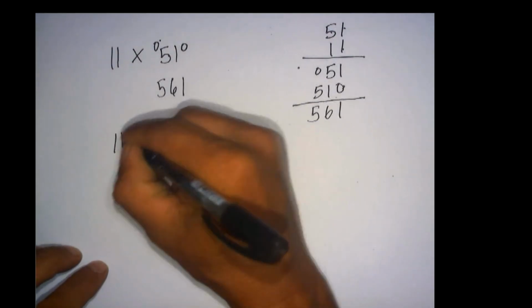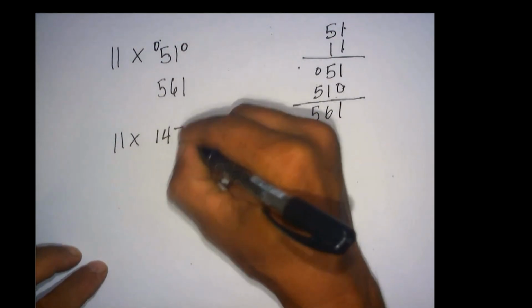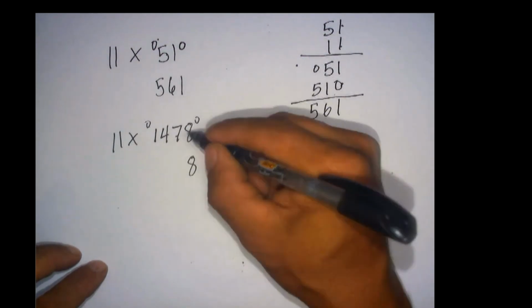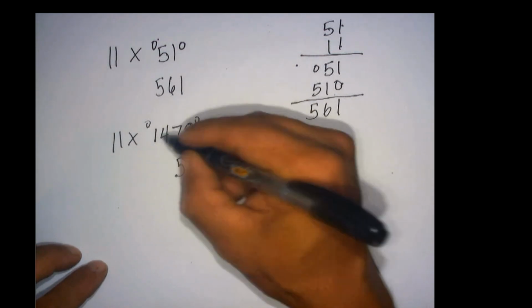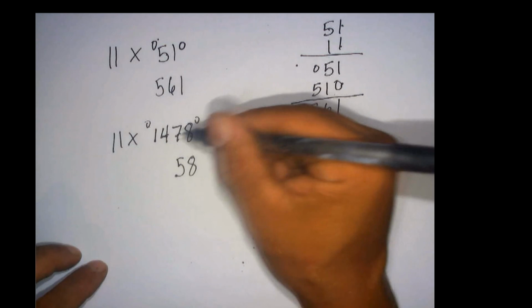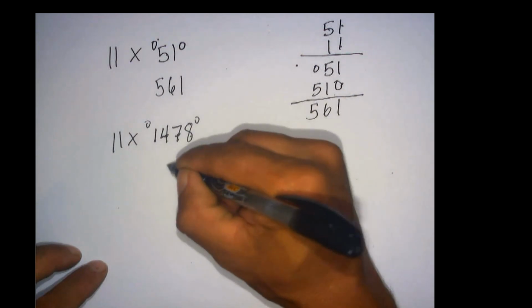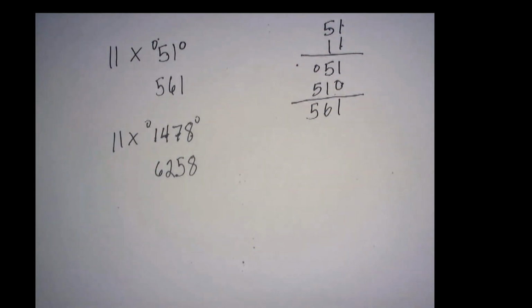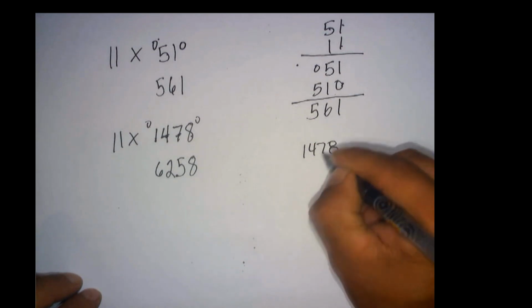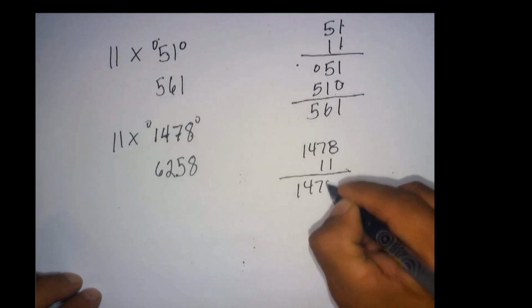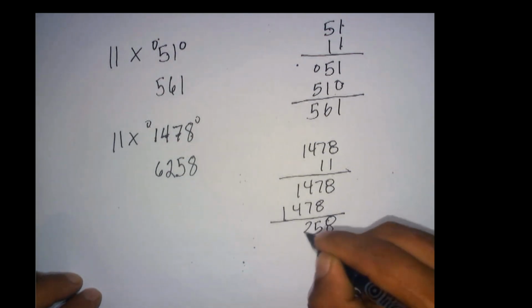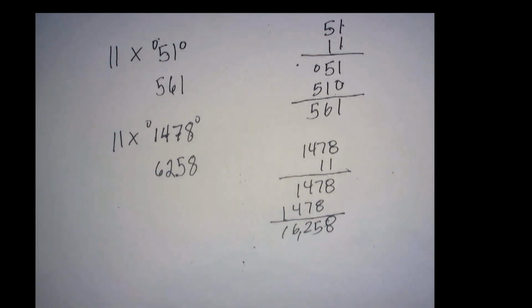So 11 times 1,478. Put 2 zeros on both sides. 8 plus 0 is 8. 7 plus 5 is 15. Carry a 1. Don't forget to carry. 4 and 7, you just added 2 numbers across. 4 and 7 is 11. We carried that 1, it's 12. And then 1 and 4 is 5, and 1 more is 6. Oh, I forgot this one. 0 and 1 is 1.